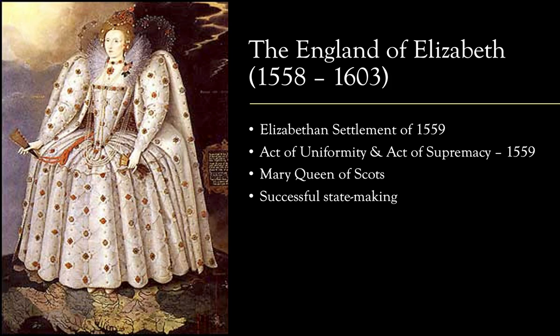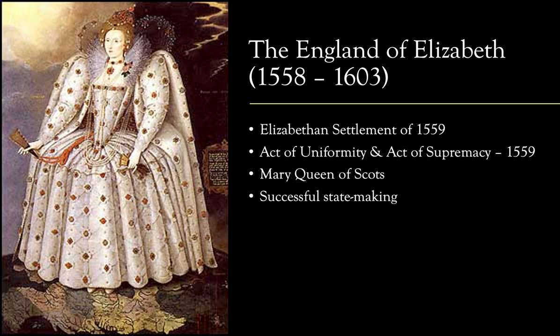You might remember that her sister Mary had tried to make England Catholic again, basically. But that was met with great resistance as Protestantism was closely identified with English identity and early English nationalism. And so Elizabeth reinstated Protestantism and reinstated many Protestant reforms. And this was known as the Elizabethan Settlement of 1559. And this was ultimately a religious settlement based on moderation and compromise.